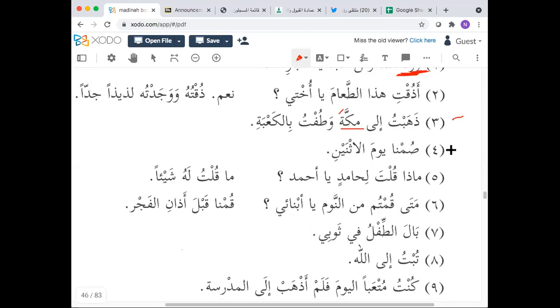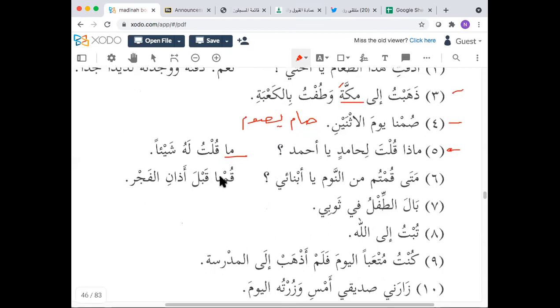تفضل. من هو الرابع؟ عادل. تفضل يا عادل. صمنا يوم الاثنين. ما معنى هذه الجملة؟ We fasted on Monday. أحسنت. This is from صام يصوم. صمنا. طيب, الخامس. ماذا قلت لحامد يا أحمد؟ ما قلت له شيئا. What is this ما? ما negation. ما نافية. ما النافية. أحسنت.